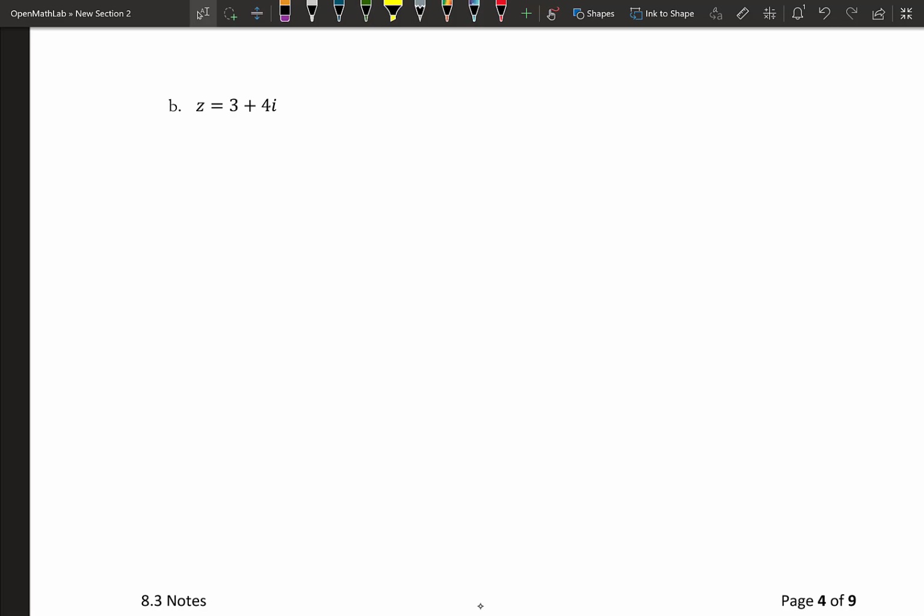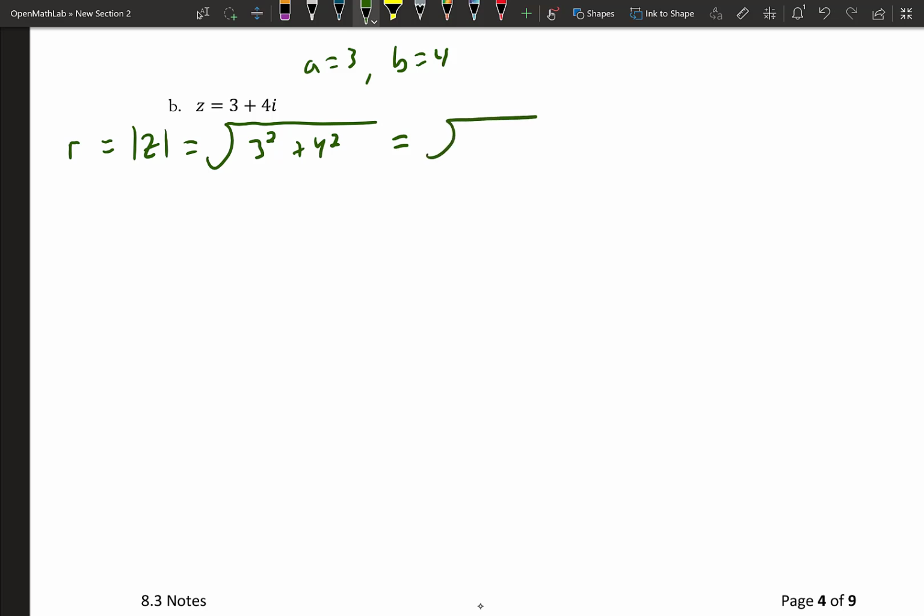Alright, so then part B, we have z equals 3 plus 4i. So this one, you can clearly see that a is 3 and b is 4. So might start out by finding r, which is the modulus of z. So this would be equal to the square root of 3 squared plus 4 squared, which equals the square root of 9 plus 16, which equals the square root of 25, which equals 5.